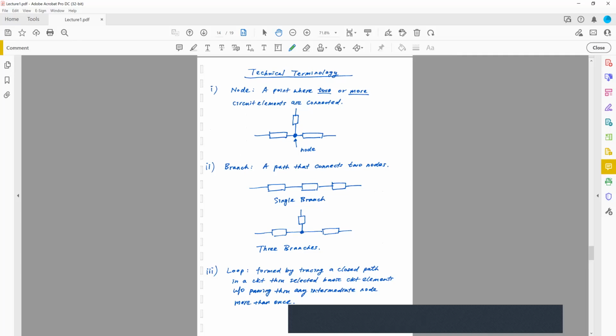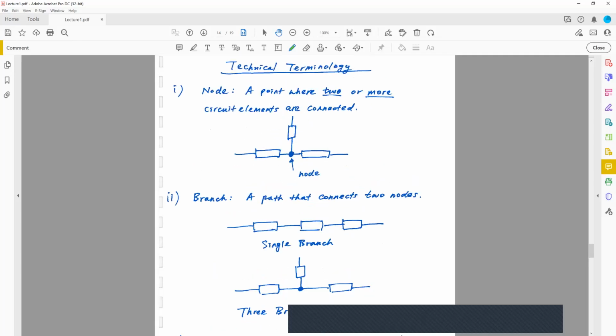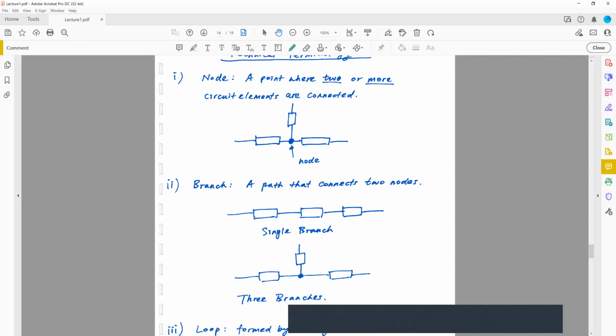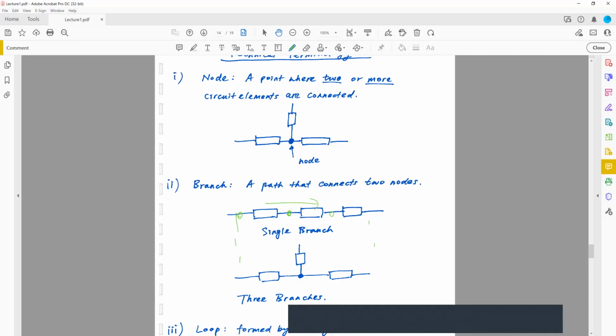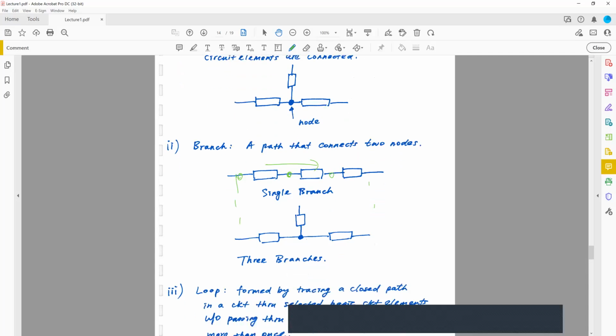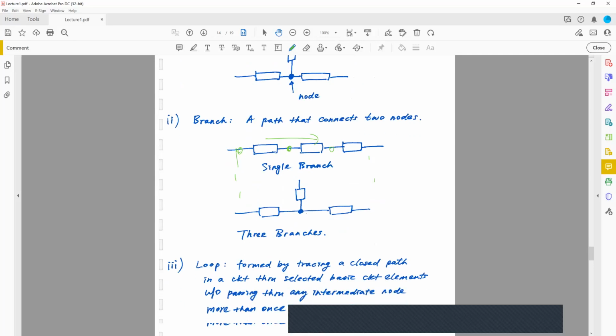So what is a node? This is pretty intuitive. A node is a point where 2 or more circuit elements are connected. So in this case, I have a node. What is a branch? A branch is a path that connects 2 nodes. For example, this can be one node, this can be another node, or this is connected to something else. So I have a branch here. Or in this case, I have 3 branches, 1, 2, and 3. A single branch and 3 branches.